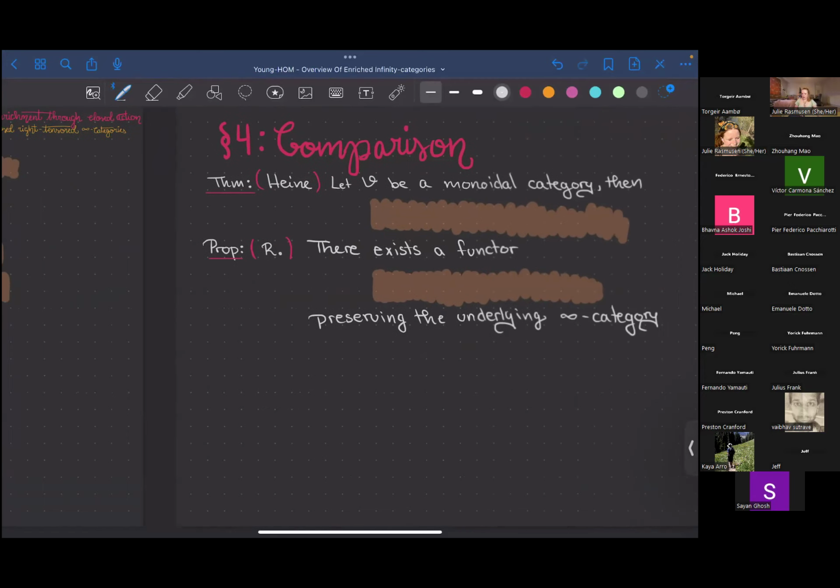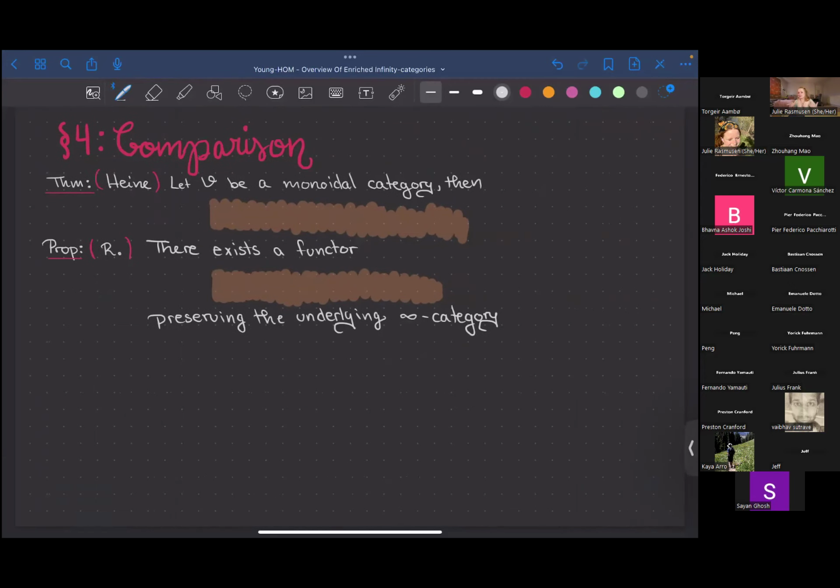Then as a comparison between these two, it's a result by Heine that if we have a monoidal category, then closed left tensored categories on V reverse, which we recall was the same as closed R tensored on V, is the categorical V enriched categories that we saw earlier. And you see I'm about to run out of time, so I'll just state this proposition and that be it. So, yeah, is there a question?